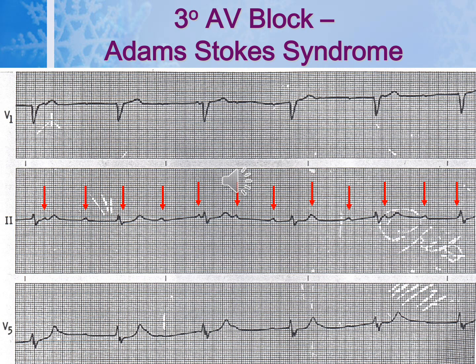This is another electrocardiogram showing P waves under the red arrows that are at around 75 to 80 beats per minute, while the ventricular QRS complexes are occurring much slower in the range of 30 to 40 beats per minute. We call this Adams-Stokes syndrome when the patient has a history of syncopal episode.